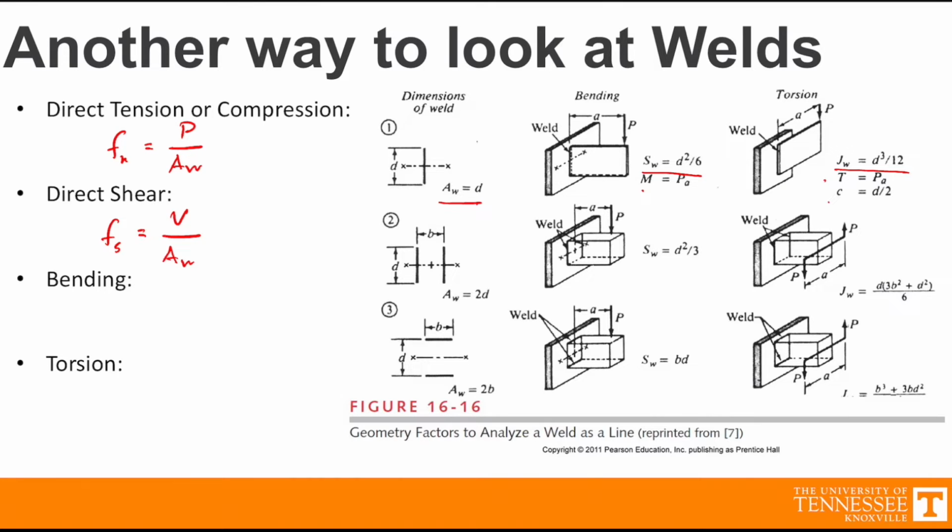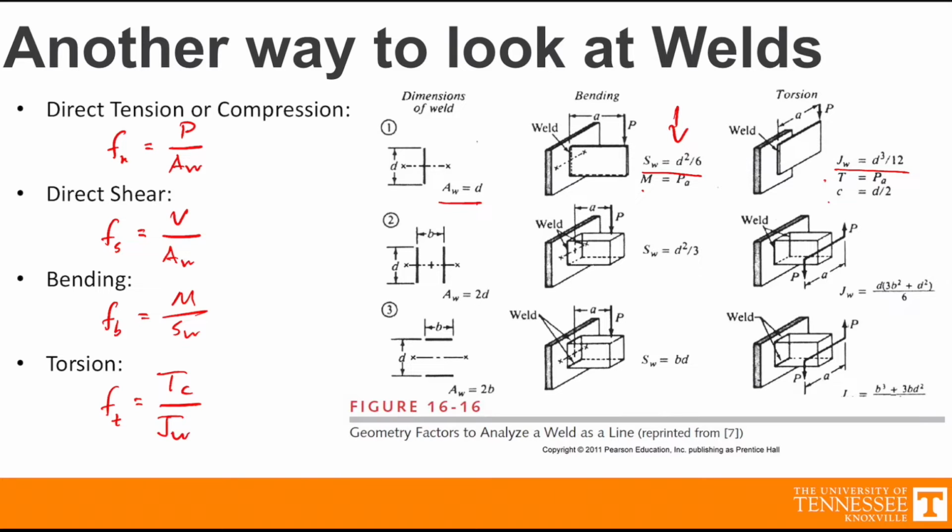For bending, it's FB equals that moment over SW, which we again get purely from this section of the table. And then for torsion, it is FT is equal to TC over JW. So between these four equations, we can take any sort of loading condition that we normally see and turn that into a force per unit area, so that we can more easily analyze these different welds.